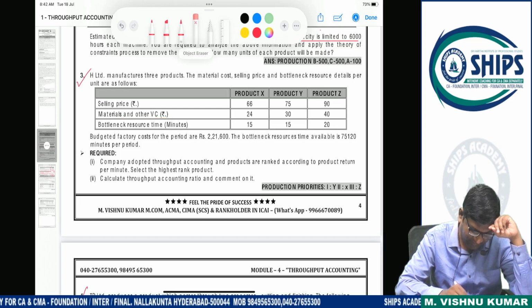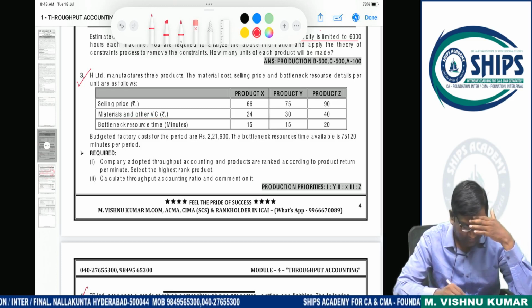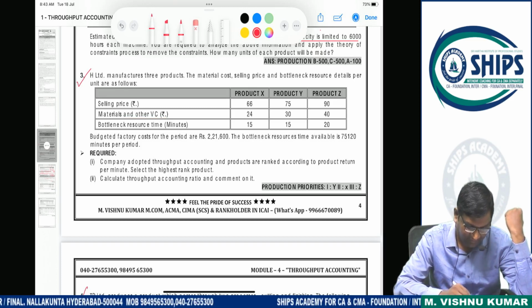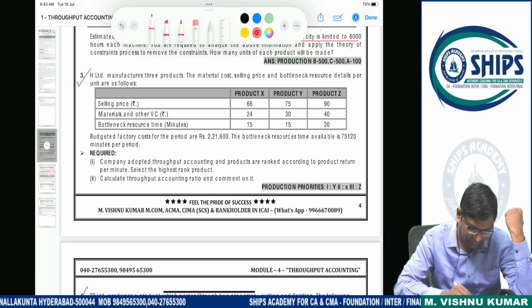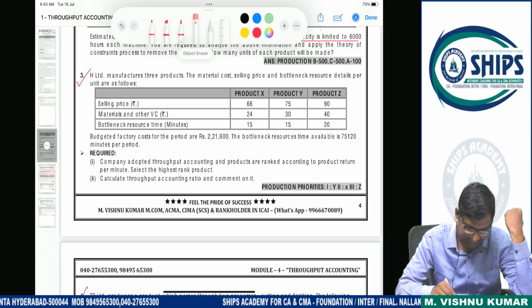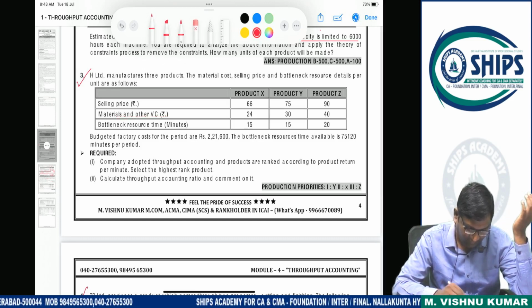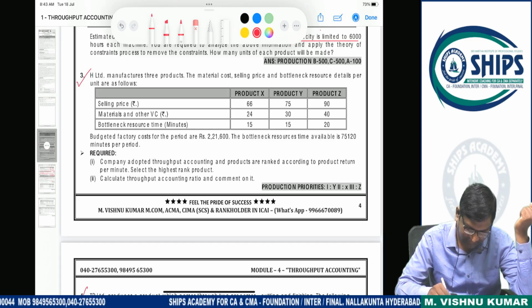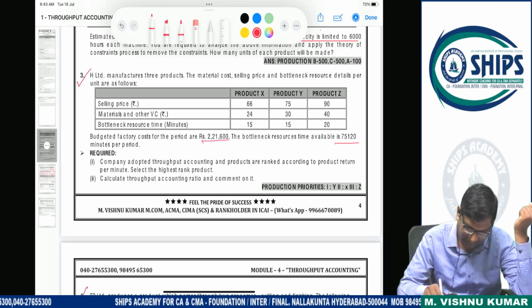Sometimes in examinations the explanation is already given. Okay, materials and other variables will be given, so we can't try to exclude this from material. Bottleneck resource time 15, 15, 20. Budgeted factory cost 221,600. Bottleneck time 75, 120.